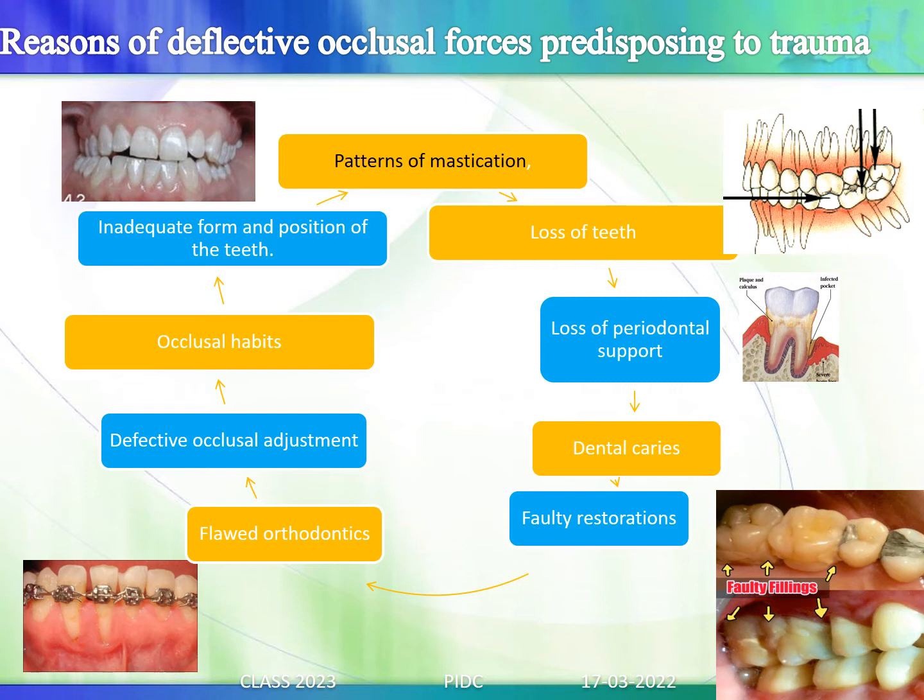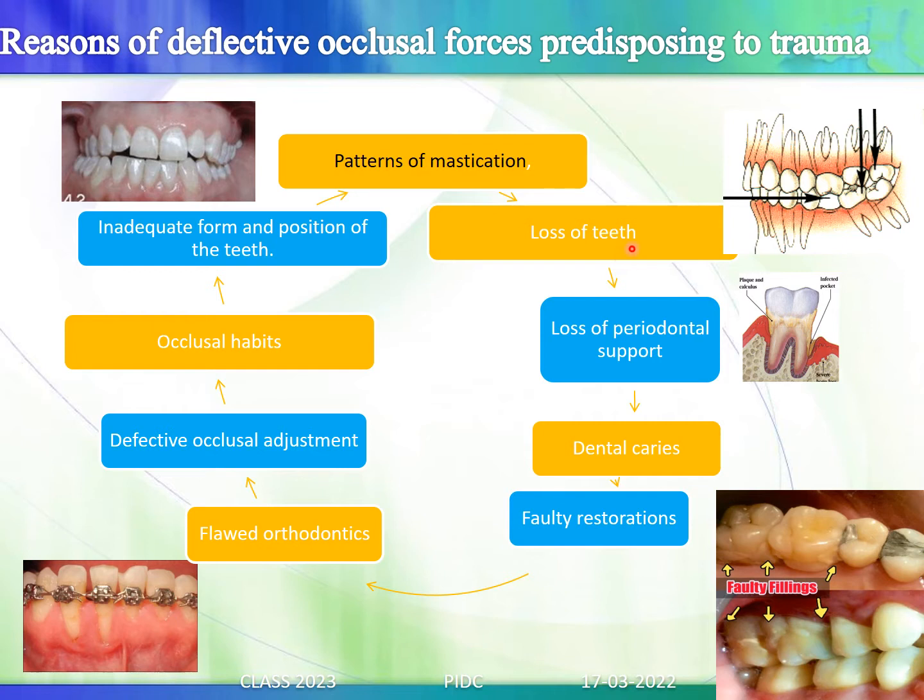It could be because of the patterns of mastication, like for example this person is a unilateral chewer, so there is more force which is acting on this side compared to this side. So this could result in deflective occlusal forces.